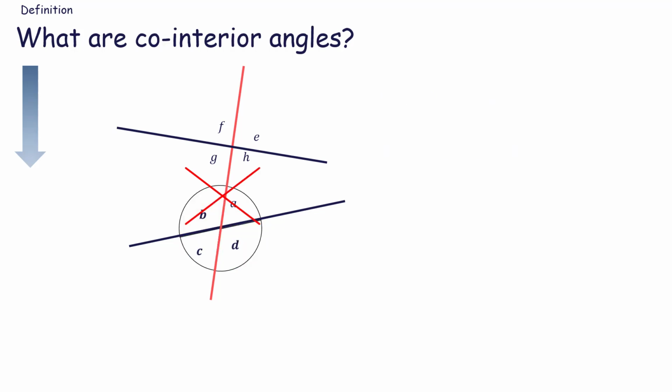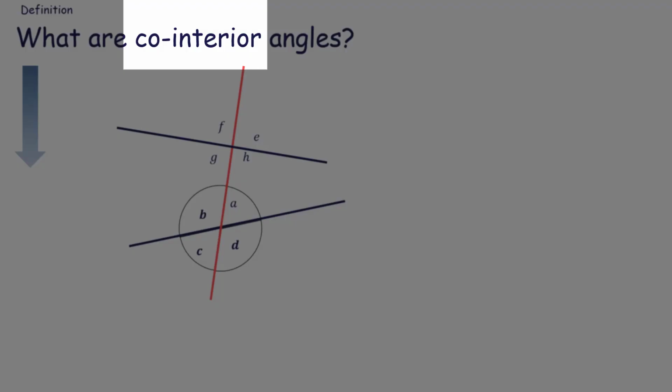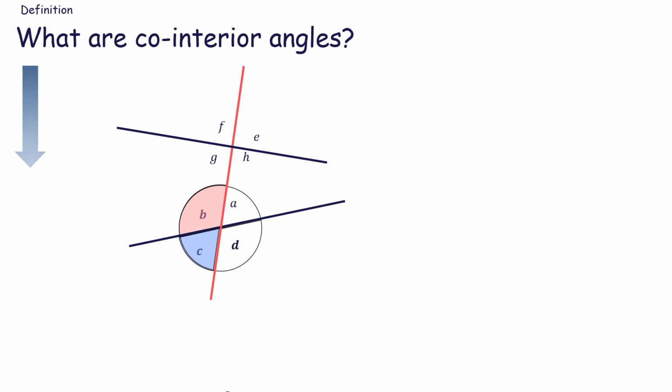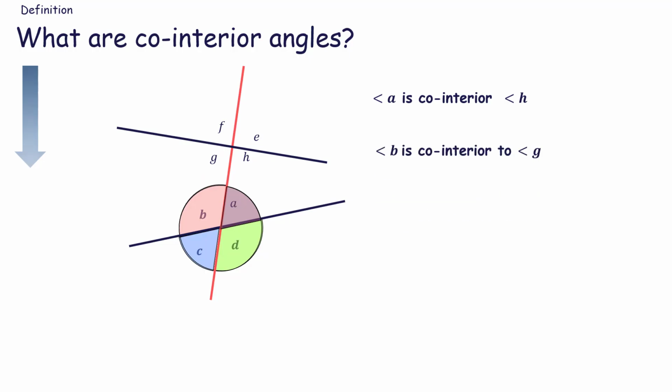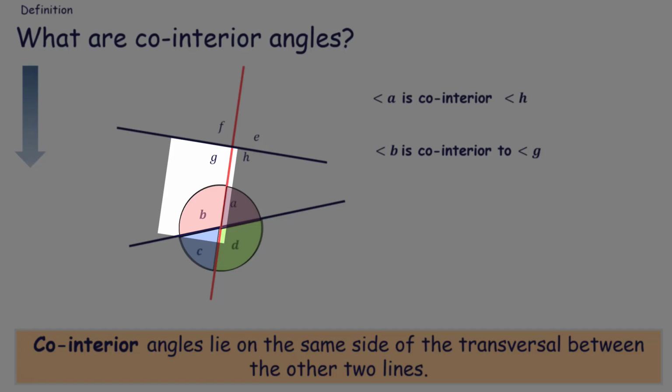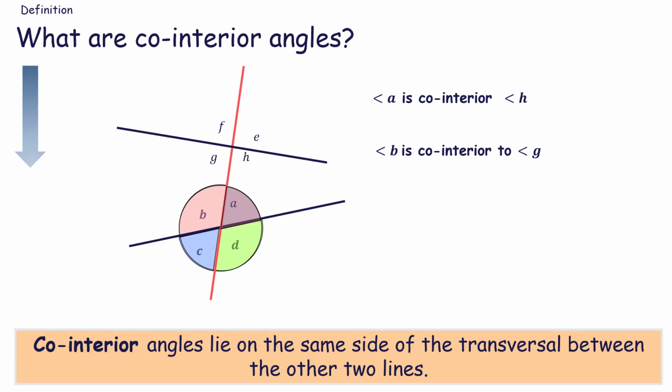What are co-interior angles? Look at the word co, both, interior, inside. So angles C, B, A, and D form 360 degrees around that vertex. And angle A is co-interior to angle H. Look, the two angles lie on the same side of the transversal between the other two lines. So angle B is co-interior to angle G. So co-interior angles lie on the same side of the transversal between the other two lines.